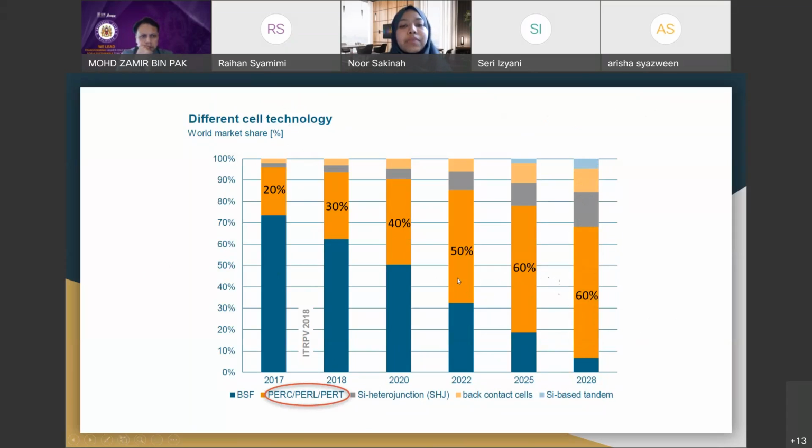Later will be discussed by Fakri Hadi. And this market share involves a few companies processing and manufacturing the PERC solar panel, which will be presented by Shafiqah. Up to you, Shafiqah.